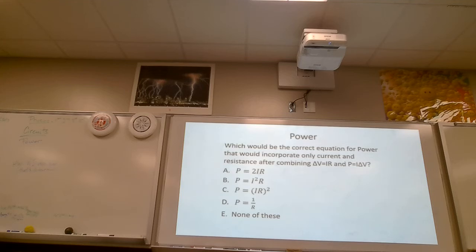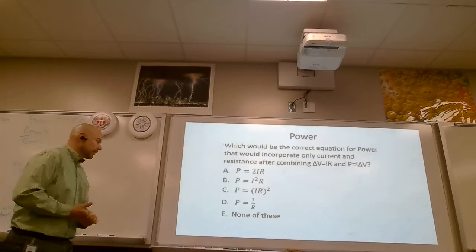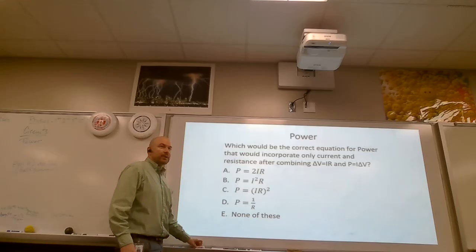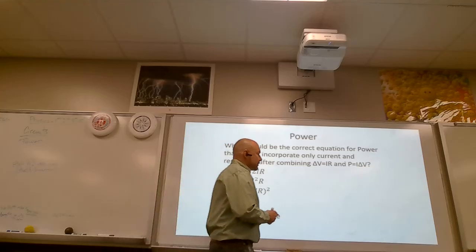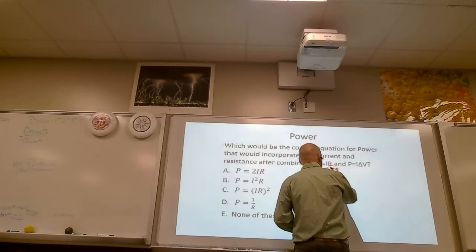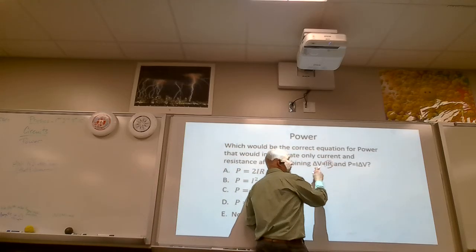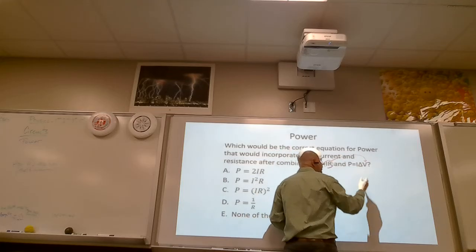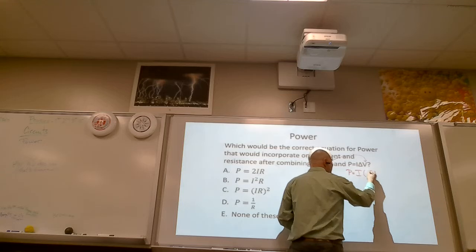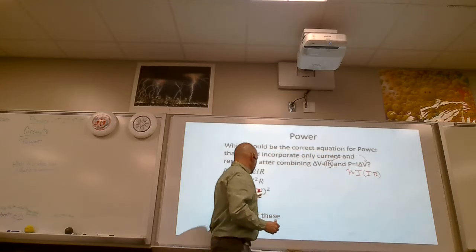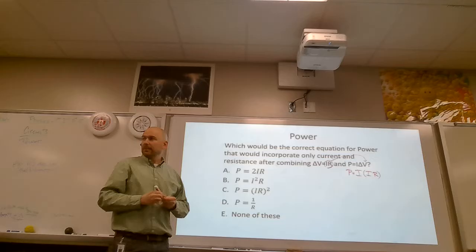Tell your neighbor. Correct answer is B. Okay, just in case you didn't catch that, what we did is we took voltage is equal to current times resistance and substituted in for voltage. So power is equal to current times resistance. Good?